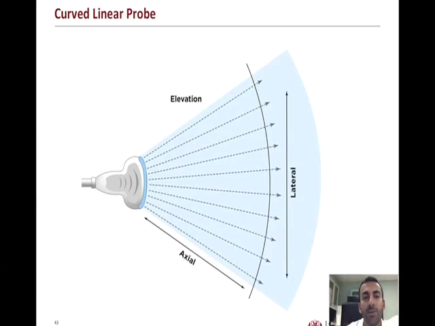The curved linear probe also makes a wider image than the footprint of the probe itself, but how it does this is simply based, as the name says, on making the footprint itself a curved nature.